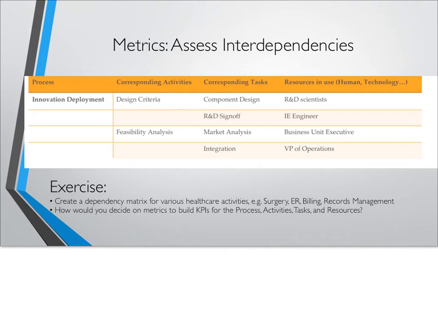So you could say that innovation deployment requires creating a design criteria and do a feasibility analysis. And the corresponding tasks under design criteria would be component design and R&D sign-off. Under feasibility analysis, the tasks would be market analysis and integration. In order to get these things done, on the design component, you might need R&D scientists. R&D sign-off, you need an IE engineer. Under market analysis, you might need a business executive, and integration, the VP of operations.